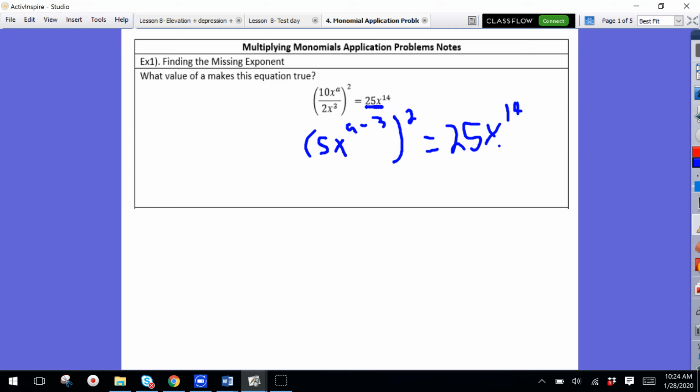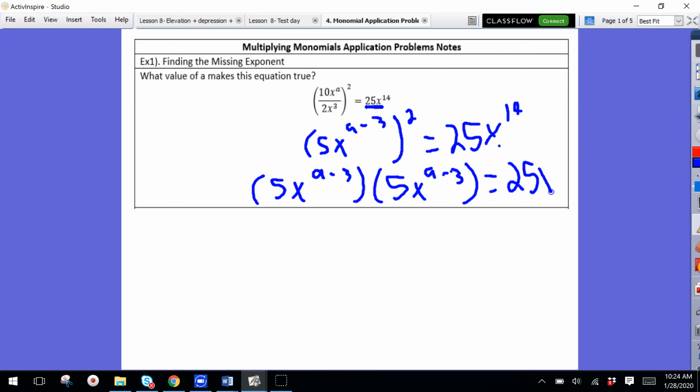Then we can go ahead and expand this. So this is just 5x to the a minus 3 times 5x to the a minus 3, which needs to equal 25x to the 14th. And 5 times 5 is 25. Good, so we have the 25. And then x to the a minus 3 times x to the a minus 3.